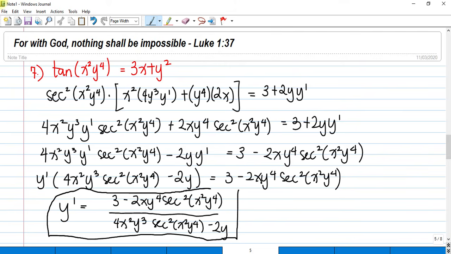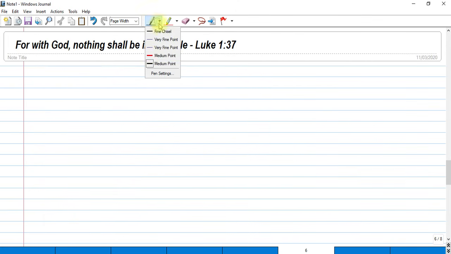Basically, we're going to simply differentiate them and isolate y prime to the other side of the equation. So this is our answer for problem number 7. Let's try another problem.